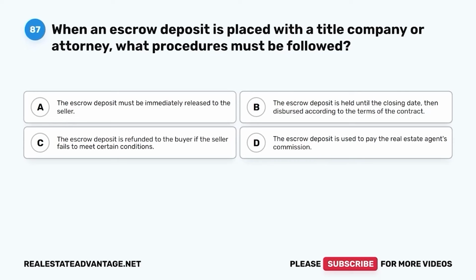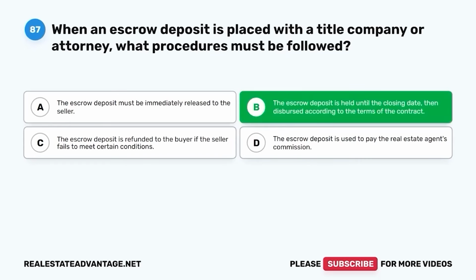B. The escrow deposit is held until the closing date, then disbursed according to the terms of the contract. C. The escrow deposit is refunded to the buyer if the seller fails to meet certain conditions. D. The escrow deposit is used to pay the real estate agent's commission. The correct answer is B. The escrow deposit is held until the closing date, then disbursed according to the terms of the contract.